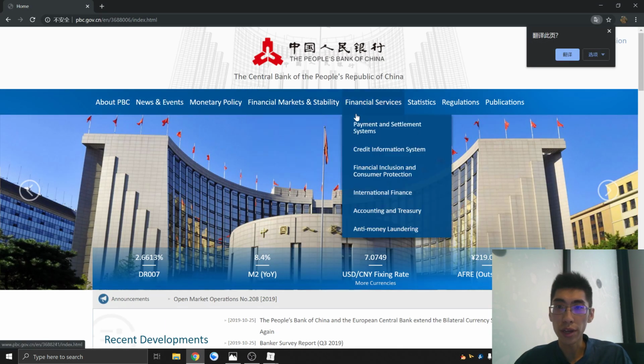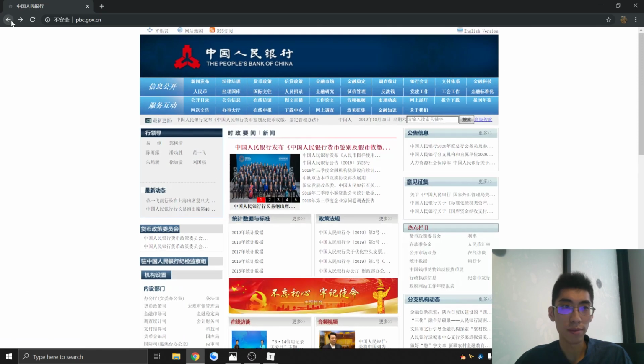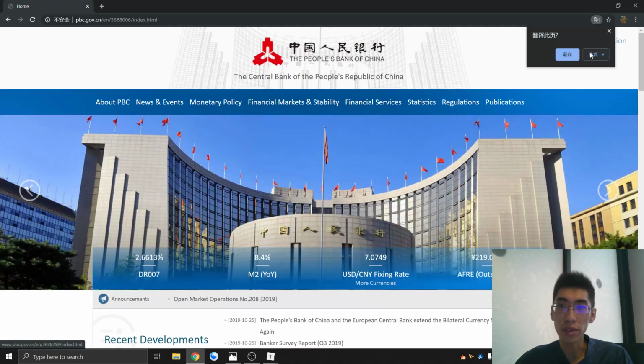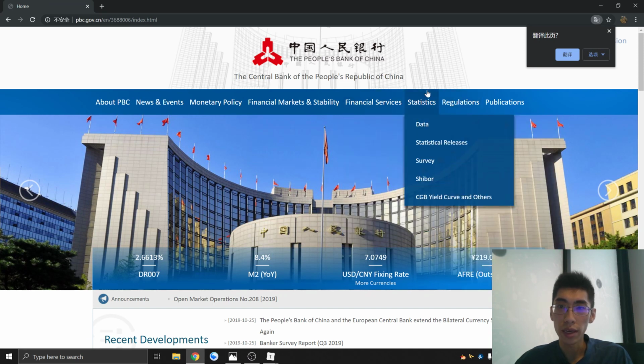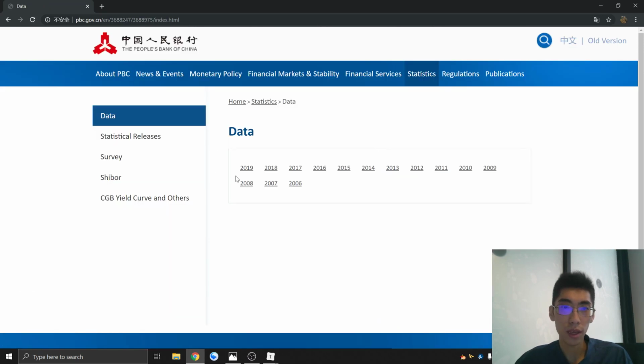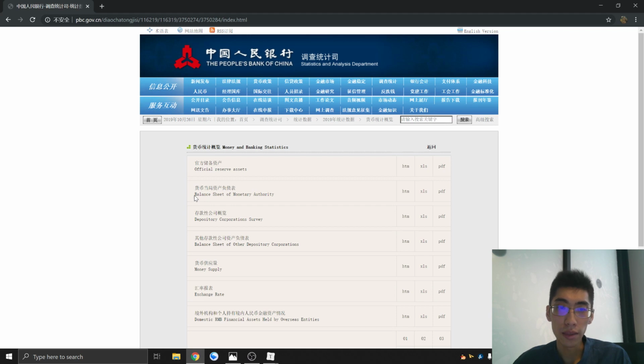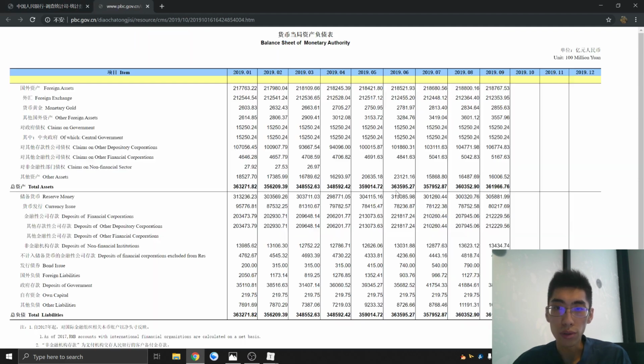And they got a brand new website for all the foreigners, but for the domestic research analysts, they are still using the old website. So normally I directly visit the new website and statistics data, and we now go back to the old site, and you can click here money and banking statistics, and here balance sheet of monetary authority, and you can get different forms. Now we use HTML.